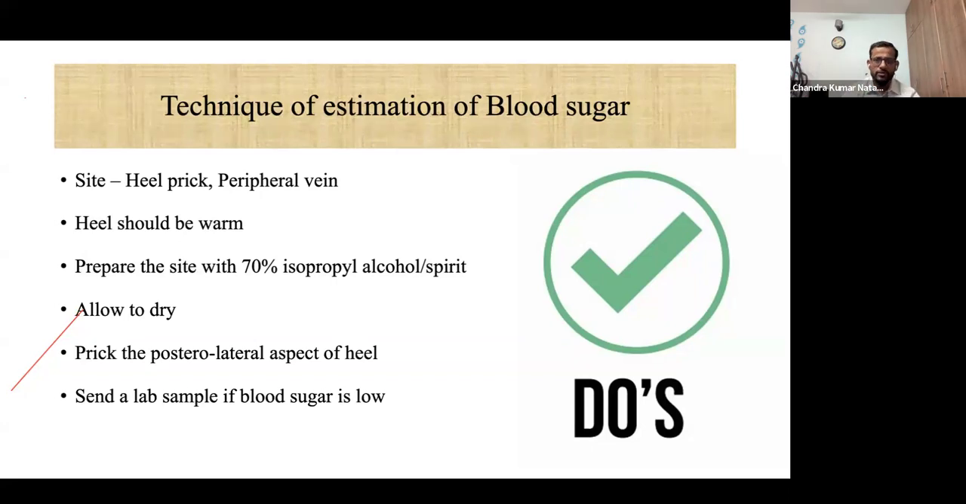And you should always wipe off the first drop which comes out. Then only the second drop you should place in the glucometer and then read it. If the blood sugar value is low, you have to always confirm it with the lab sample. The lab sample is collected in a fluoride vial, and then it is sent to the lab for estimation.